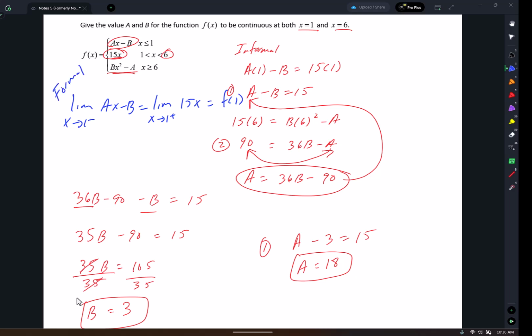Does that make sense? And of course, you have to do the other one as well, right? Limit as x approaches 6 from the left of 15x better equal limit as x approaches 6 from the right of bx squared minus a, which better equal f of 6. And then you solve. That's the formal way. I just did it informally. Cool or not cool? What's up, Henderson?